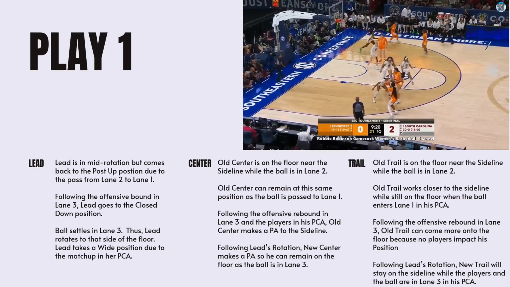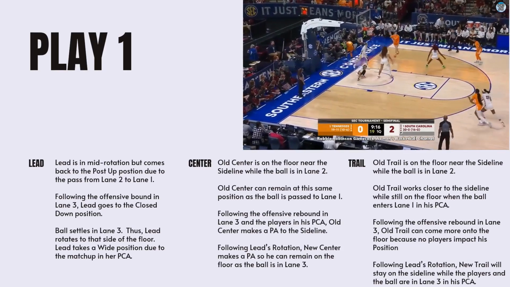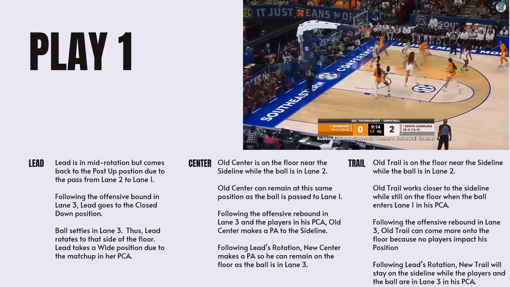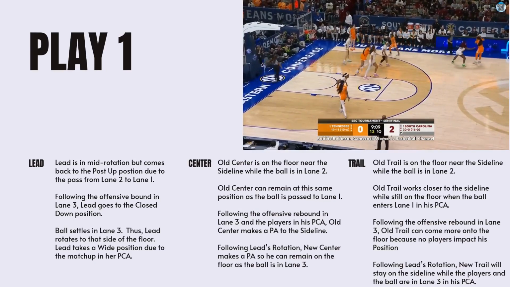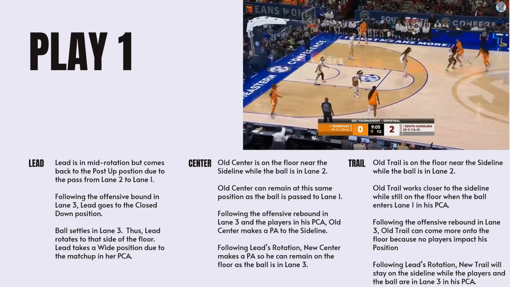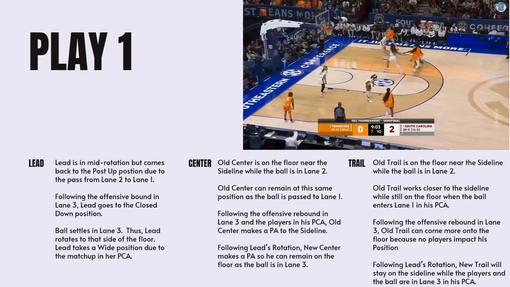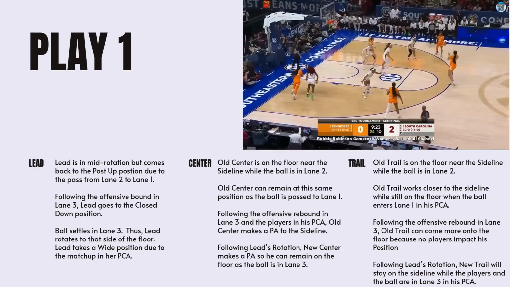If the ball goes from lane 2 to lane 1, lead is in mid rotation, but comes back to the post up position due to the pass from lane 2 to lane 1. Now, following the offensive rebound, lead goes to the close down position. The ball settles in lane 3, and lead will rotate to that side of the floor. Lead will take a wide position due to the matchup in her primary coverage area.